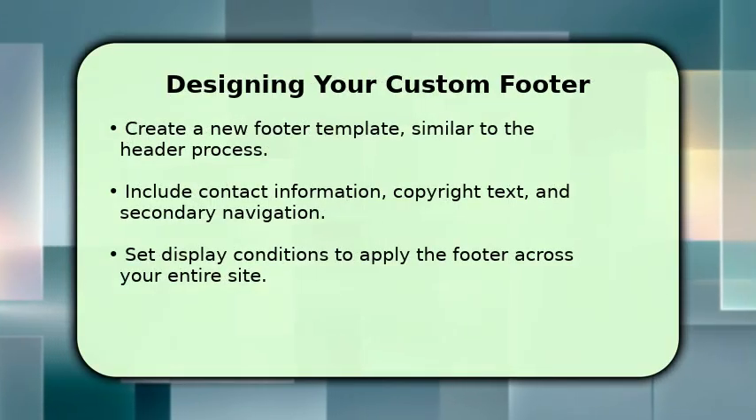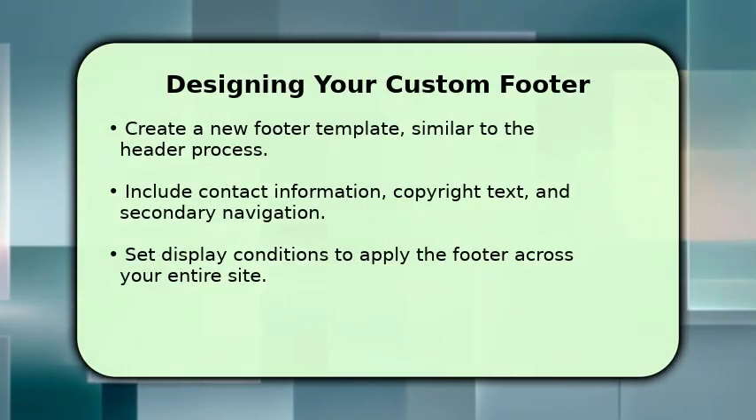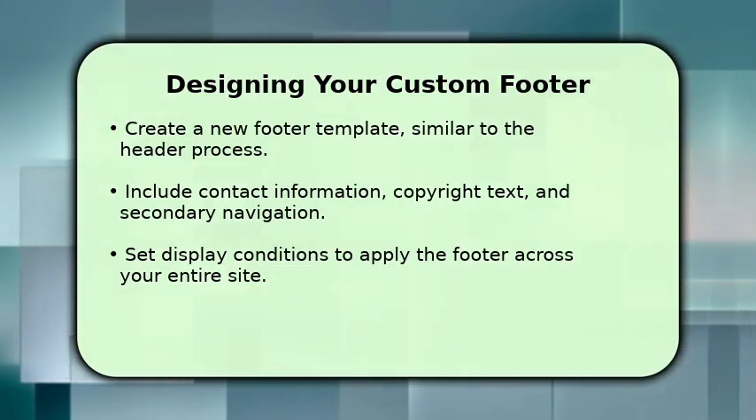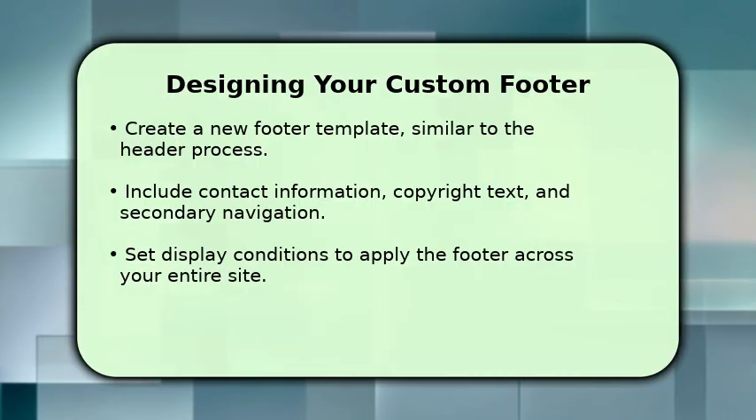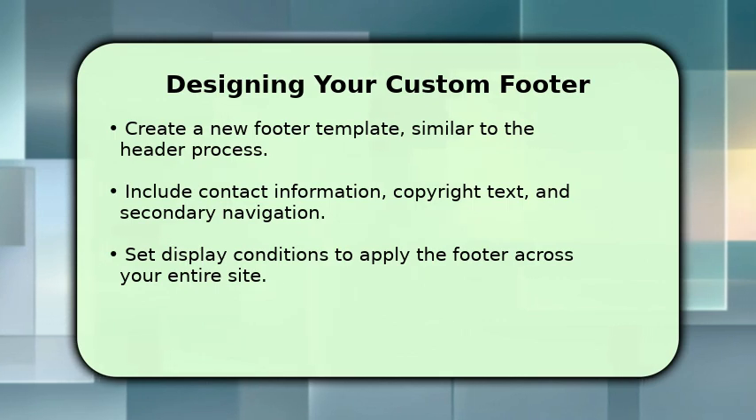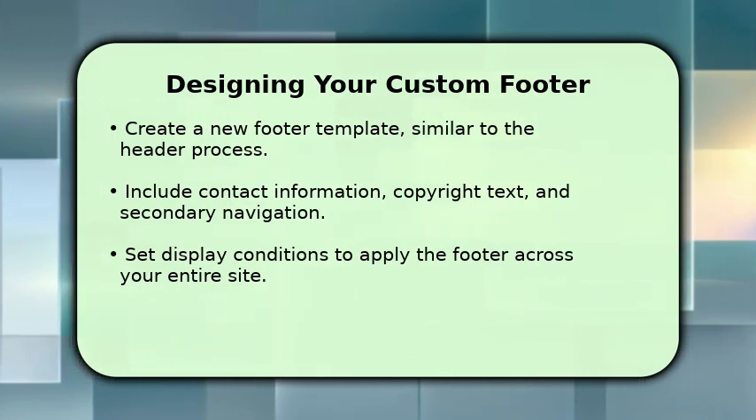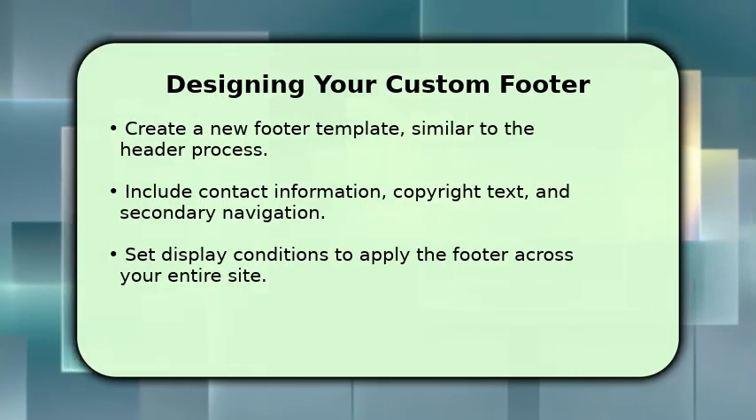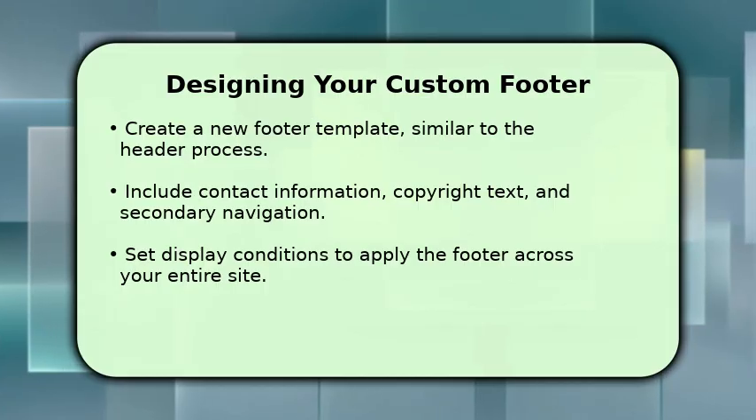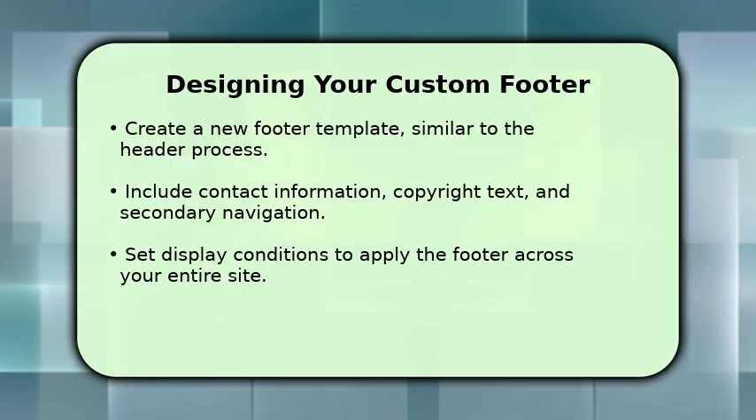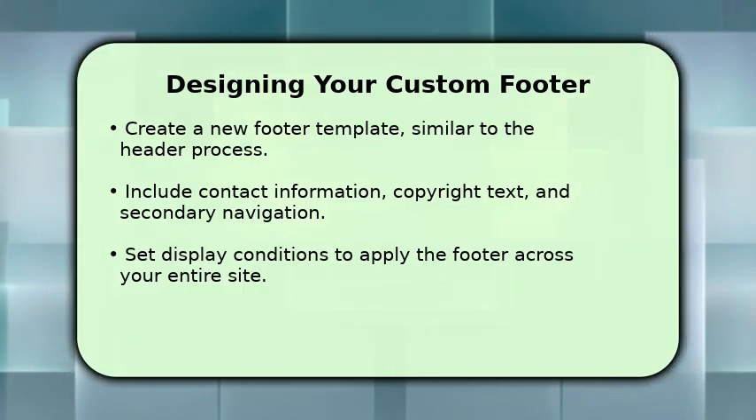Designing your footer follows a very similar process. Go back to the Theme Builder, select Add New and choose Footer. Within the Elementor editor, you can add widgets like contact details, a copyright notice, and perhaps a smaller navigation menu. Once your design is complete, click Publish and set the display conditions. Typically, you'll want your footer to appear across your entire website for consistency.